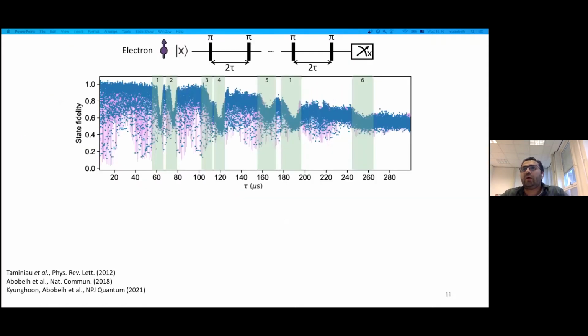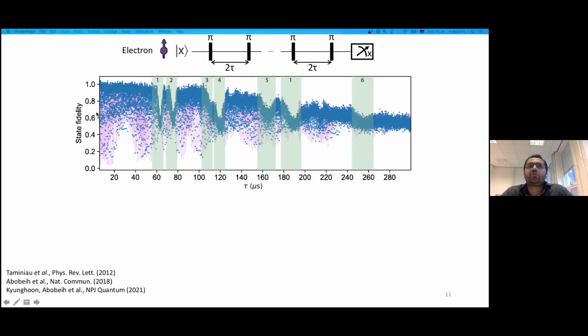So this is actually what we do here in this experiment. We prepare the electron in a superposition, apply a sequence of pi pulses, and then vary the time between them. And this is what we get. Quite a complicated spectrum, but it's all well understood by now.